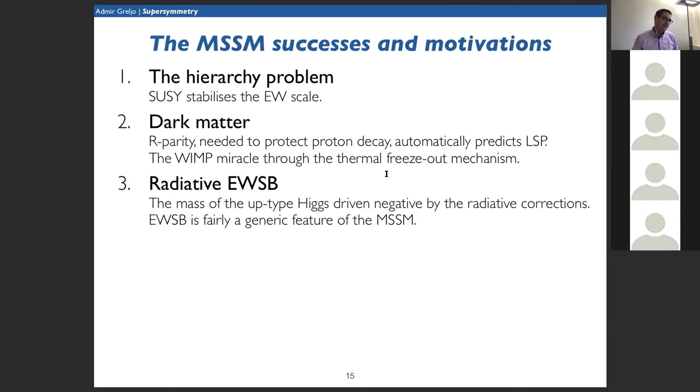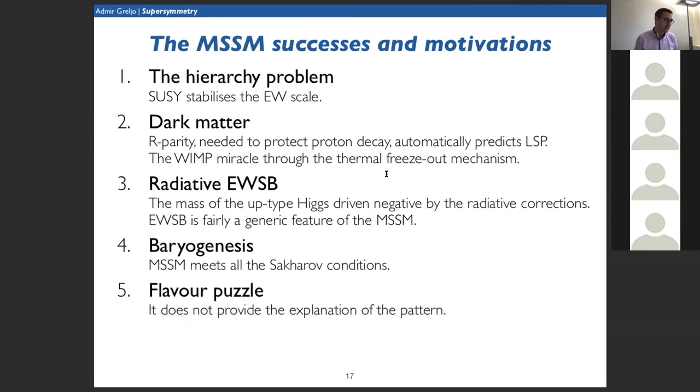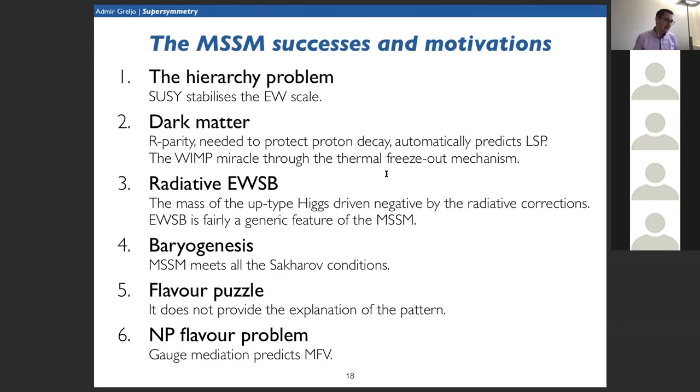Then you can fairly generically get the electroweak symmetry breaking that we observe by radiative corrections, which drive the mass of the up type Higgs to a negative value. So you could even have a rationale for the electroweak symmetry breaking. Then you can do baryogenesis. You can explain the matter antimatter asymmetry. The MSSM can meet the Sakharov conditions, unlike the standard model. Unfortunately, you cannot do much about the flavor puzzle, but you typically don't have the new physics flavor problem.